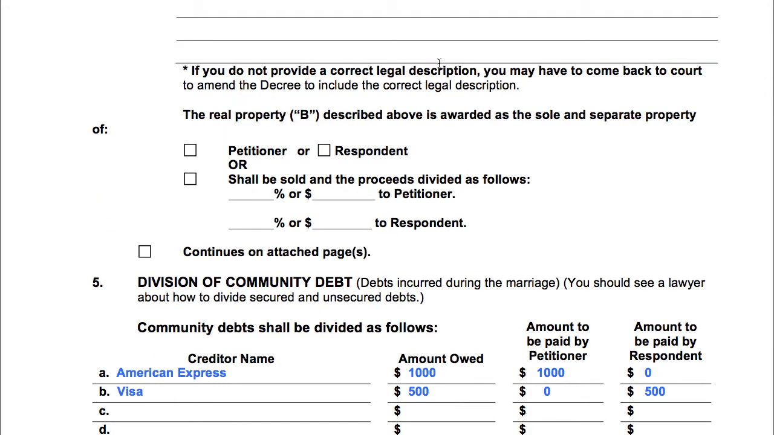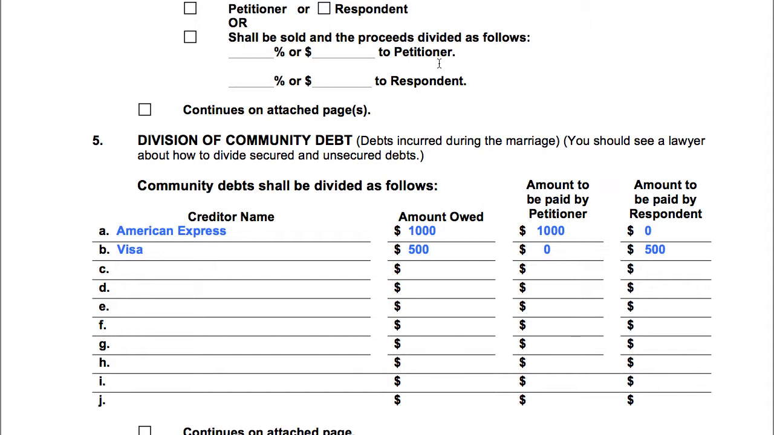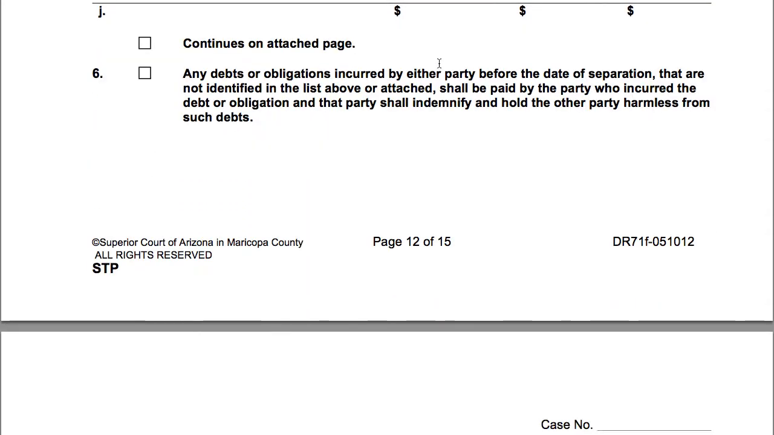Then you go down to the division of community debt. Any debt you incurred during the marriage is presumed to be community. If you had a credit card and it's in your name alone, you may choose to take 100% of that debt, or you may decide that you used it for both parties, and so you're going to split that debt 50-50. Remember, this is a consent decree, so everything is negotiated here, and everything is decided by the parties and agreed upon by the parties.